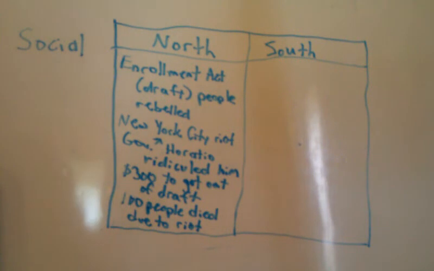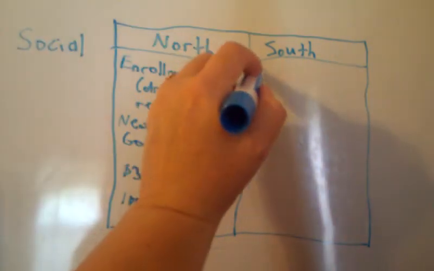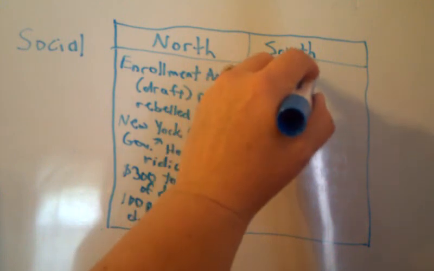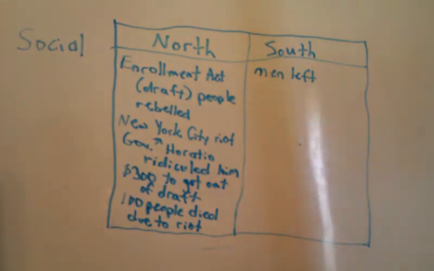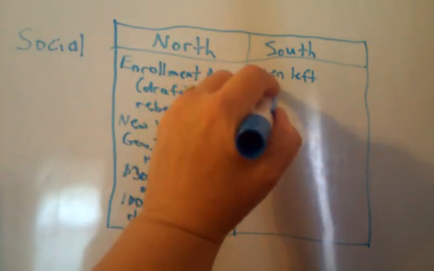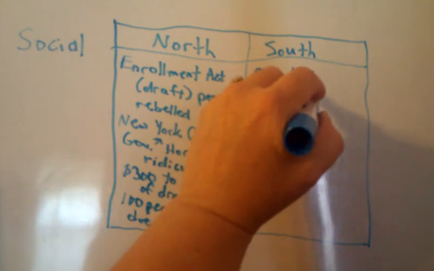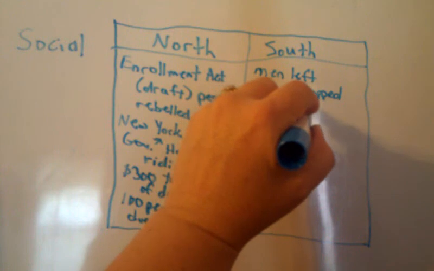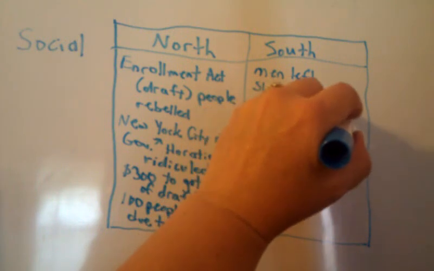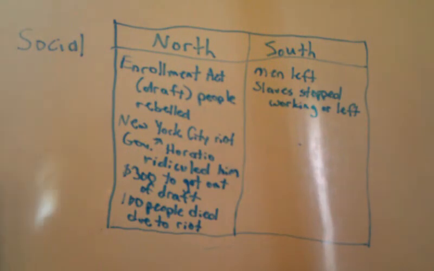Okay. Many men left. The women weren't used to being in charge. So when the men left, the slaves stopped working, or they left. So there's nothing left for the women.